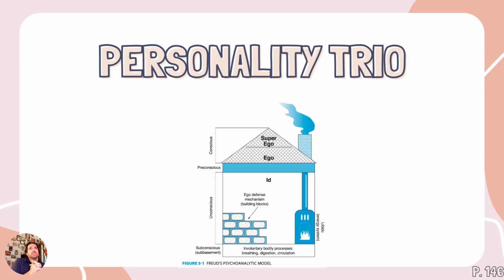And then here is a great example of showing how they all work together, right? So the id is kind of primal instincts, the pleasure principle, immediate gratification, right? That's the inside of the house. The ego, that's kind of maybe like the attic. That's that middle ground. It has a little bit to do with the superego, a little bit to do with the id. It's not unconscious, it's not conscious. It's kind of right in the middle.